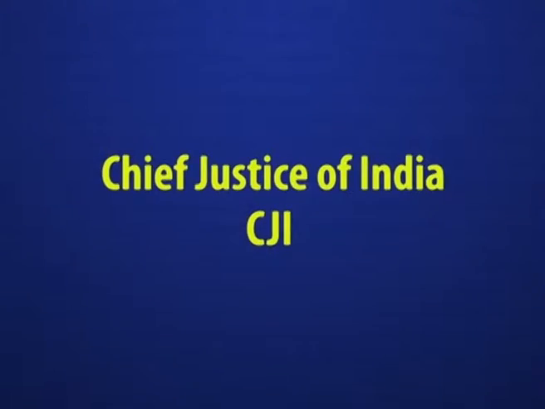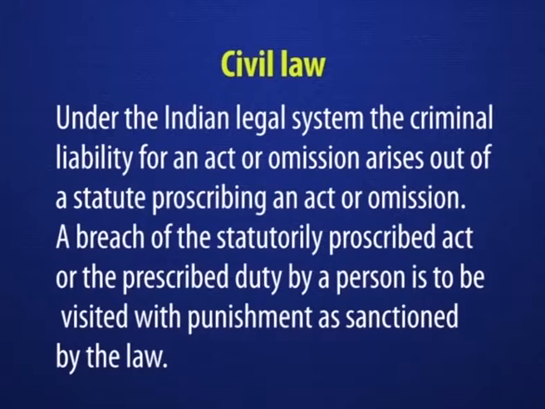There are two types of laws present in India, namely criminal law. Under the Indian legal system, the criminal liability for an act or omission arises out of a statute proscribing an act or omission. A breach of the statutorily proscribed act or the prescribed duty by a person is to be visited with punishment as sanctioned by the law. Thus, the criminal law connotes only the quality of such acts or omissions as are prohibited under the appropriate penal provisions by the authority of the state.